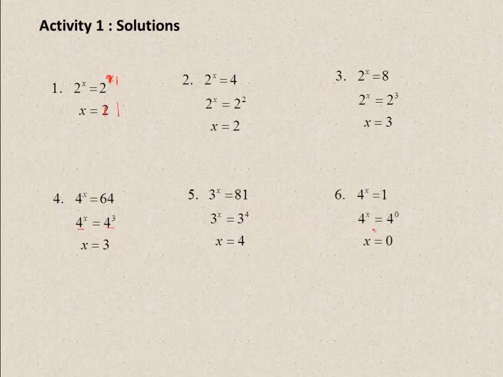Guys, you can mark your work. This is a beauty of an example. 4 to the x is equal to 1. Now 1, I like to call 1 a magical number. And you'll see in later sections why 1 is a magical number. But in any case, 1 is the same as 5 to the exponent 0. It's the same as 6 to the exponent 0. It's the same as 4 to the exponent 0. In this case, I wrote down 1 as 4 to the exponent 0. And in this case, x is equal to 0.